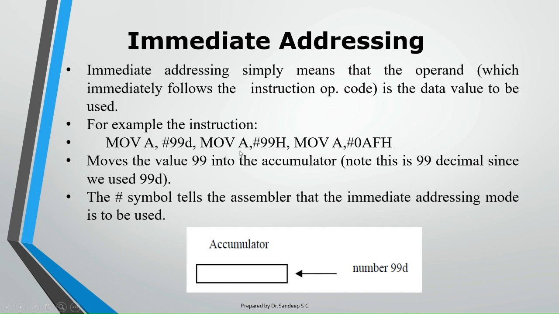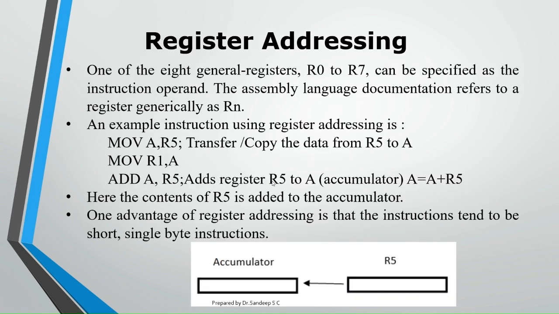Here we can use any register. So we can use GPRs, we can use A, we can use B, we can use DPTR. Like that, we can use any register in immediate addressing mode. Wherever we have restrictions, I will mention separately how the restriction is put on particular registers. Otherwise, by default, we will be using all the registers in the instruction.